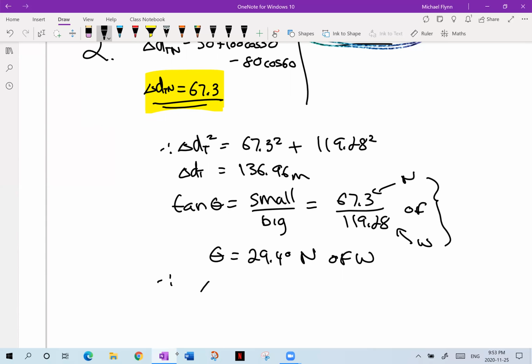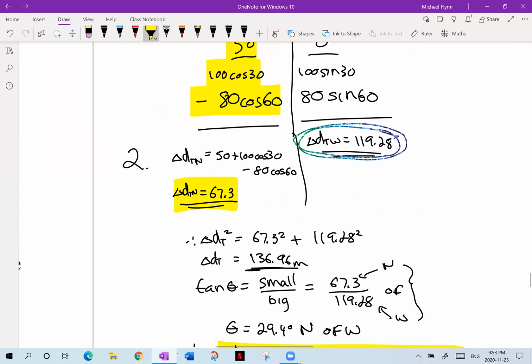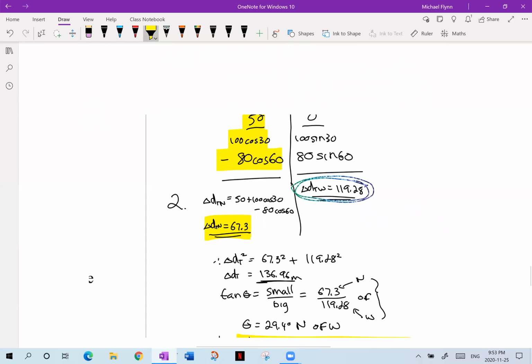So therefore my answer for the total displacement is 136.96 meters, and it's 29.4 degrees north of west. Now, I never once drew a diagram and I got the answer. Some students will be a little confused at first, but it's a simple method, okay?